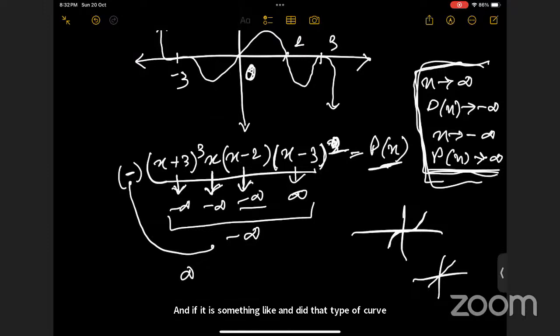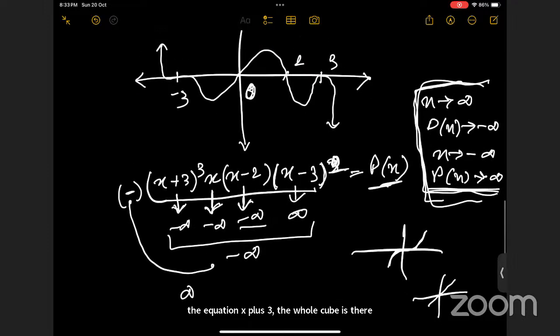Any other doubts? Yes, madam. The doubt is, you have mentioned the minus sign here. The same one is asked the other way also. So how do you come to the conclusion that this is minus before the equation x plus 3 the whole cube? You just have to cross check it. Please give me some time to tell you what my understanding is. Yes, you can continue, madam, please.